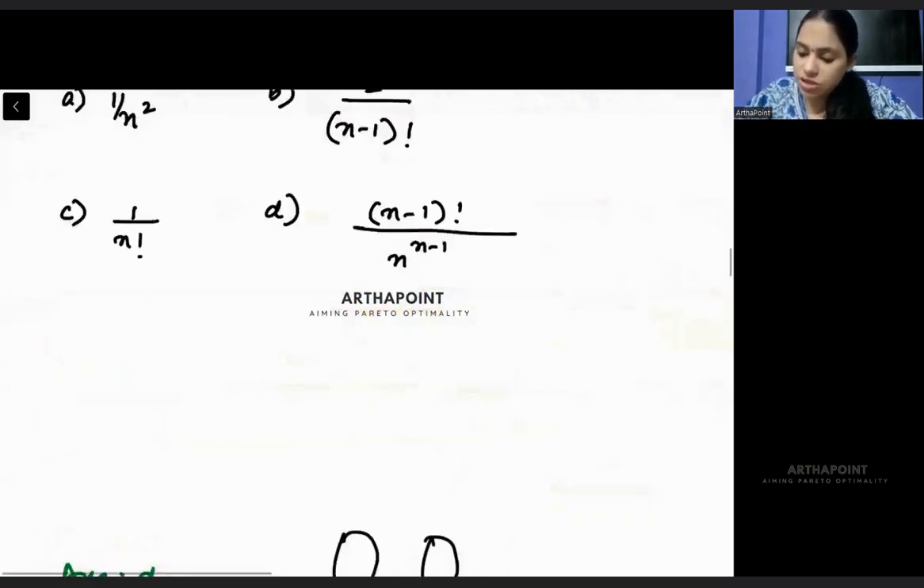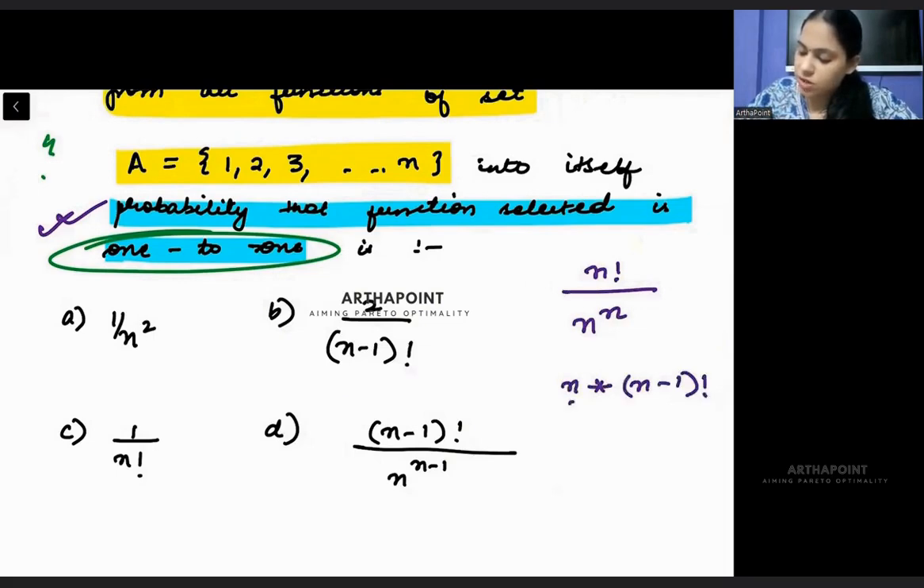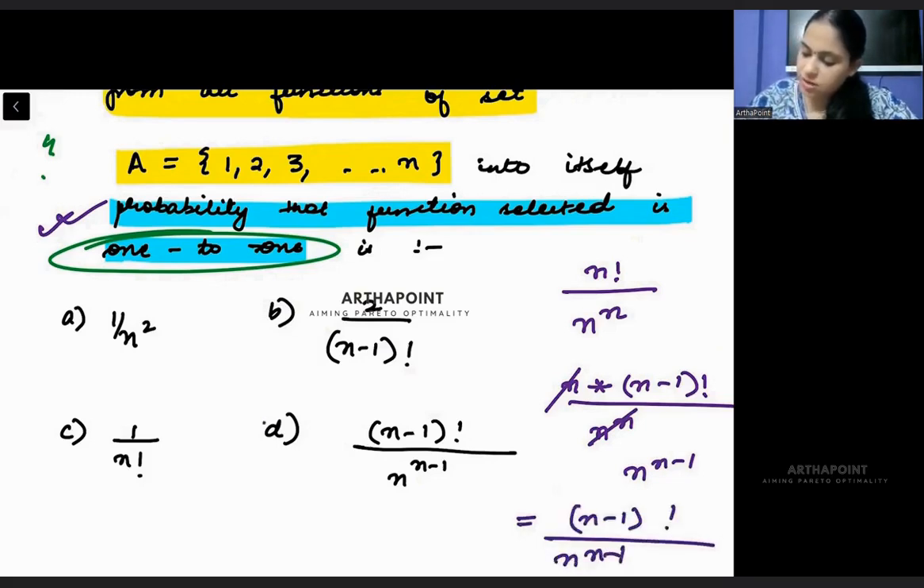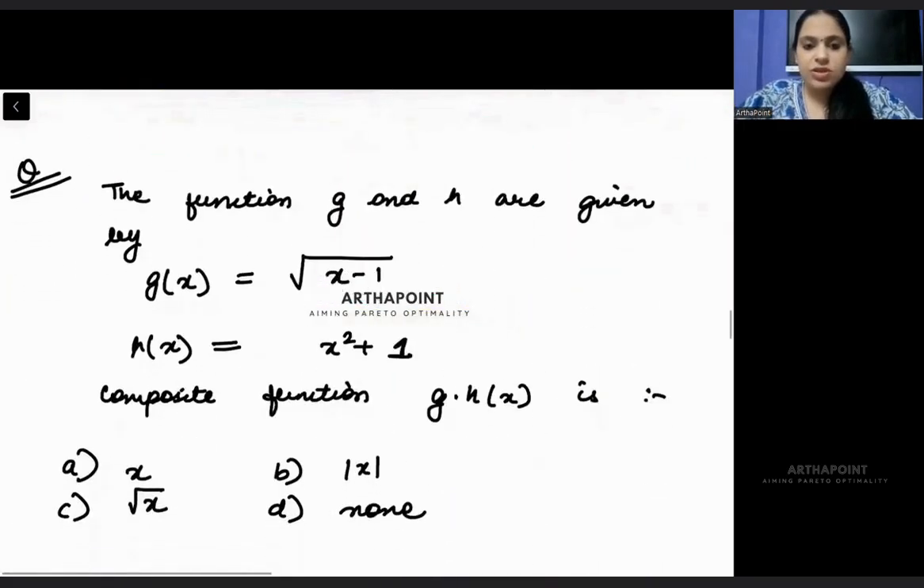Right? So now the question is asking, what is the probability of selecting a 1-to-1 function? So it will be n factorial upon n to the power n. So beta, I can write this as n into n minus 1 factorial upon n to the power n. This cancels out. This will be n to the power n minus 1. So this can be written as n minus 1 factorial upon n to the power n minus 1. And this will be the answer to this question. Right, beta? Come to question number 3.